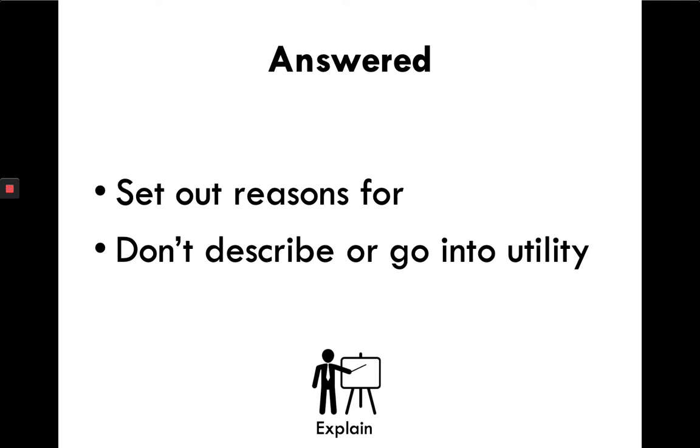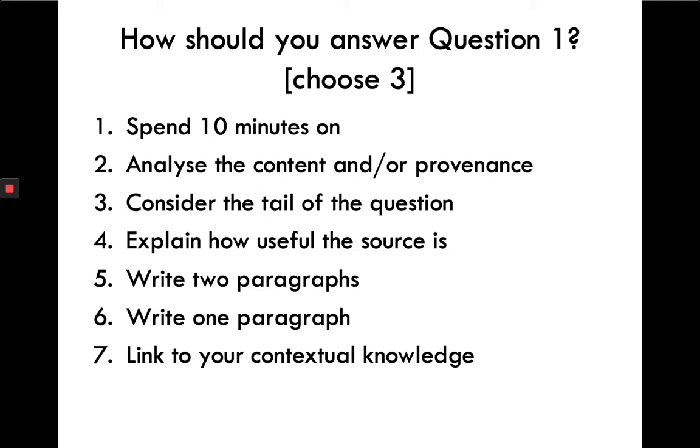To finish then, or sorry, just the learning task. Thinking about how you should answer question one, you've got 7 different things you could do. I want you to choose 3 of them, so amongst these 7 there are 3 correct points. I'm going to give you a little bit less time for that, and you can just write down the number or just consider it. I'm going to give you a minute for that.